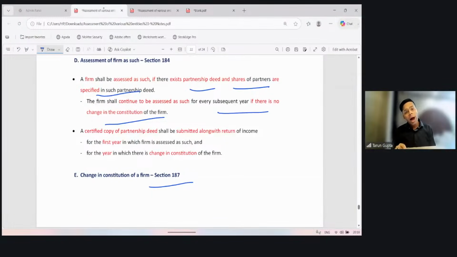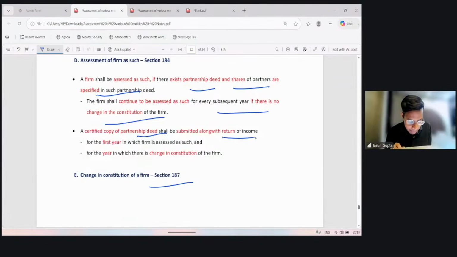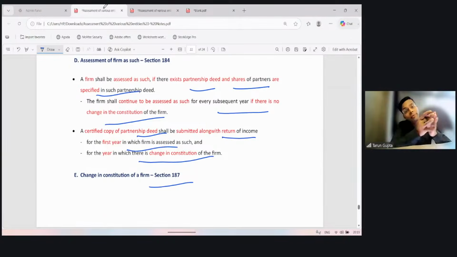But the assessee, the firm, is required to enclose the partnership deed in the first year. So a certified copy of the partnership deed shall be submitted along with the return of income for the first year in which the firm is assessed as such. So in this first year, it will attach its partnership deed along with its return of income. And if there is any change in constitution in a subsequent year, then in the year in which there is a change, the change in constitution shall also be attached. Okay. So if there is no change, then you're not required to attach the partnership deed every year. You will attach only in the first year. But if there is a change in constitution, you will attach the change in constitution in the year in which this change happened. Okay.